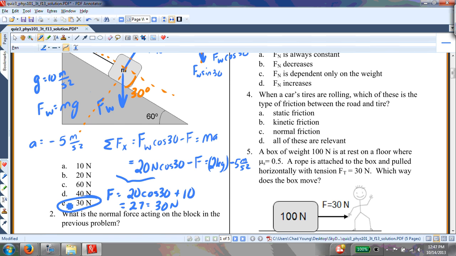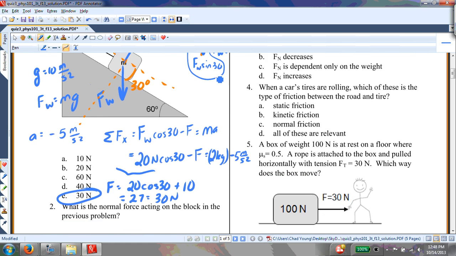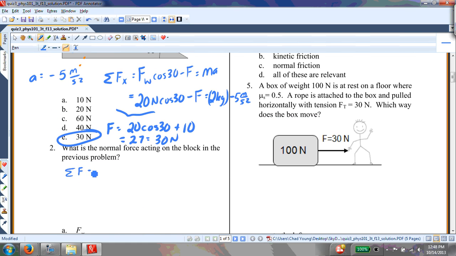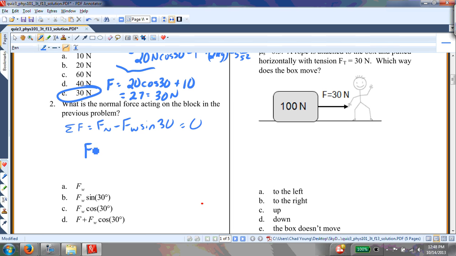What is the normal force acting on the block in the previous problem? Now we want to look at the sum of the forces in the y direction here. That's equal to 0. I was just looking to find the equation. FW sine 30 is the normal force, not looking for a number. So that's going to be B.